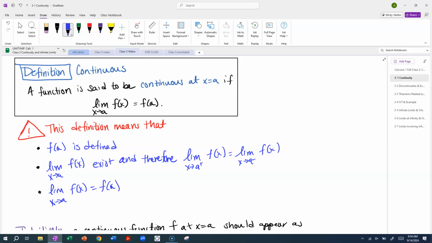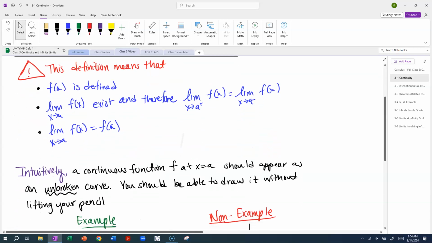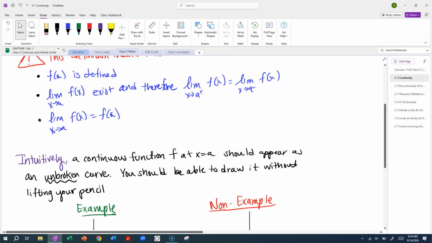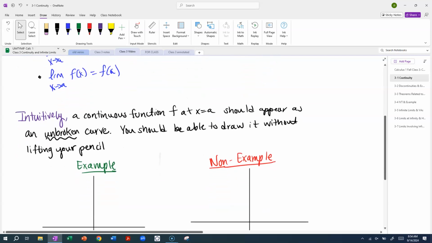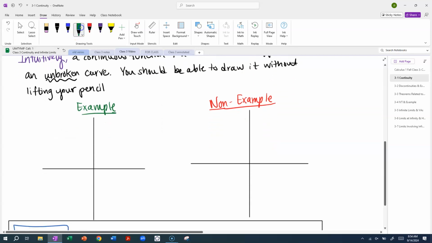Now that's the technical definition, but more intuitively, when we think about what a continuous function should look like at a point, it should be an unbroken curve. You can really just draw it without lifting your pencil. So something that would be continuous at a certain point, let's say here is a, and let's say here is our curve, something like that. It looks kind of sinusoidal. Maybe it is, maybe it isn't.